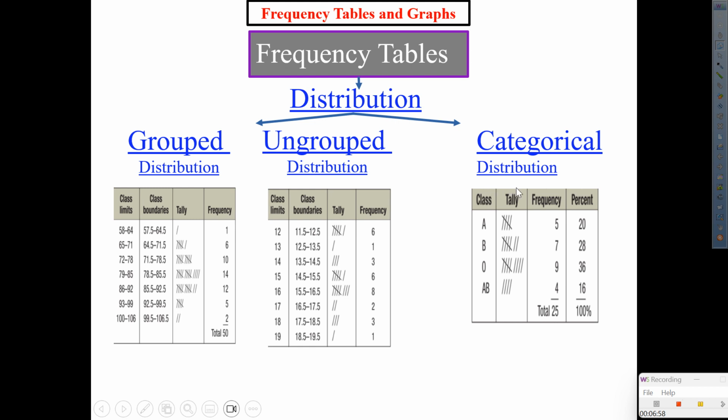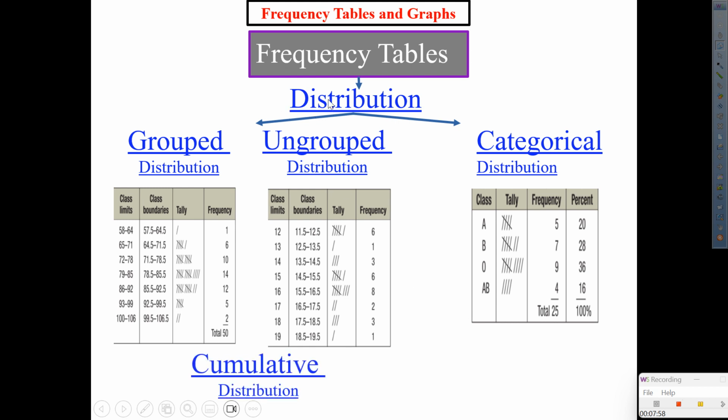All right, so instead of having the class boundaries and class limits, they only have class, and notice it's not a number, it's a what? A type, or just a group type of class. But also, who noticed the percent? Yeah, categorical is going to start getting into percent, and that's where all the practice that we did at the beginning of the school year comes to mind, okay?